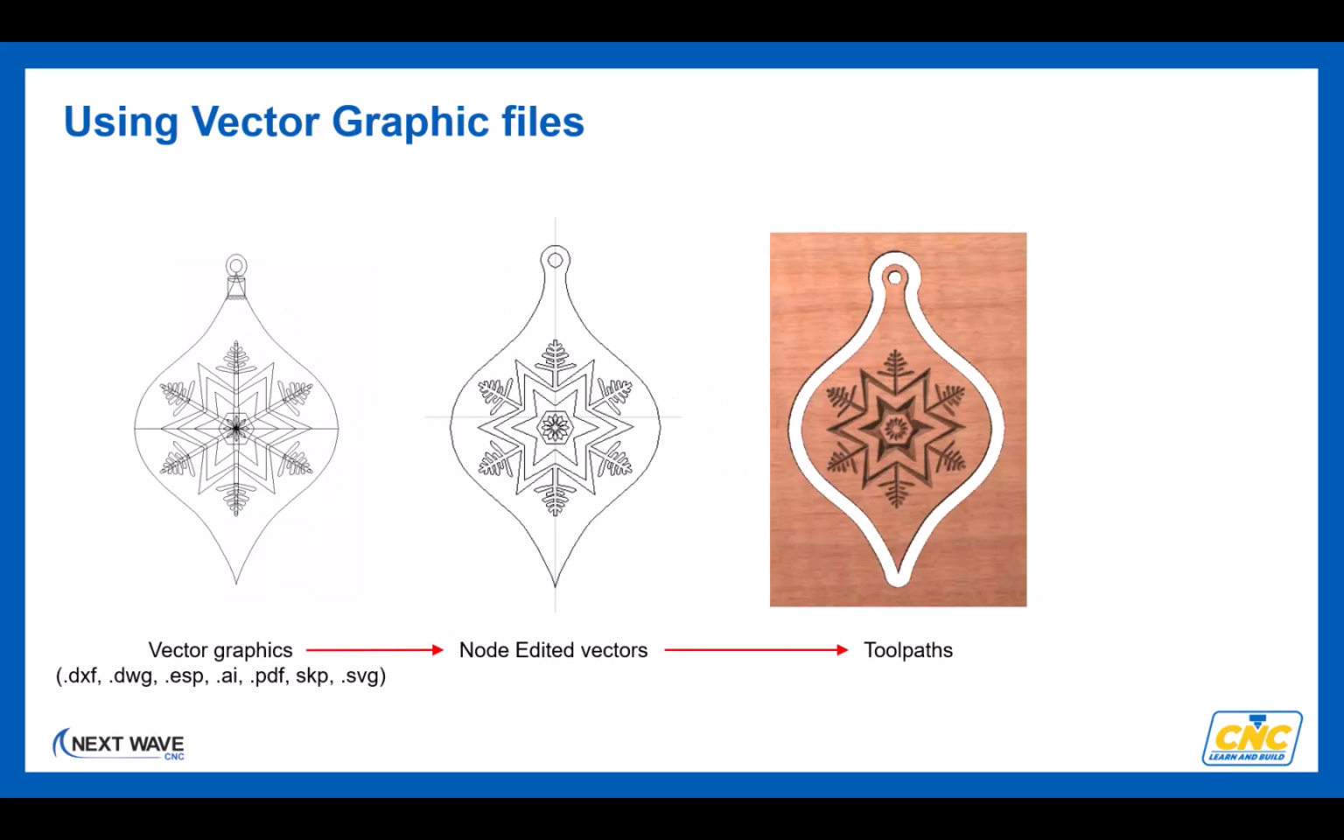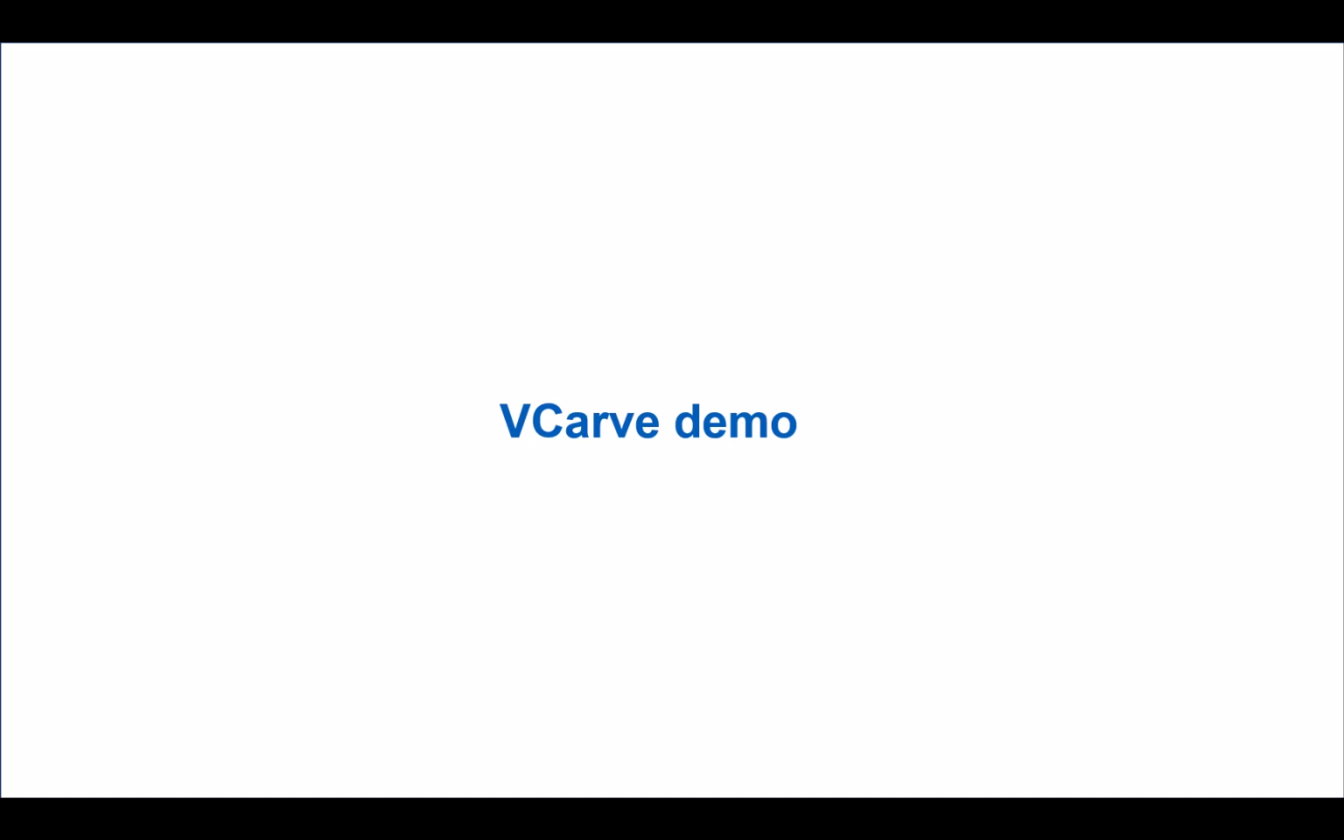However, if you download a vector graphic, the image comes in as vector lines right off the bat. However, you still often have to do some editing with some of the files, again, as you can compare these two that you see on screen before you run your tool paths. And we're going to be going over the process of both of these tonight with the different ornaments we're looking at. So with that, let's go ahead and hop into the VCarve demo.